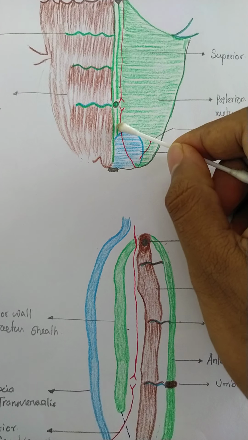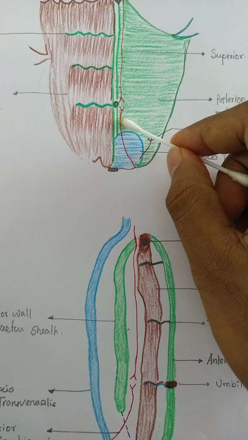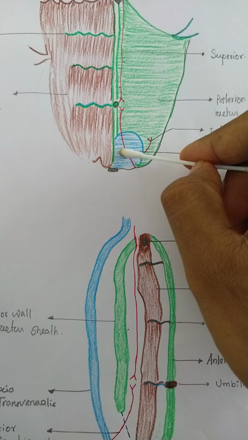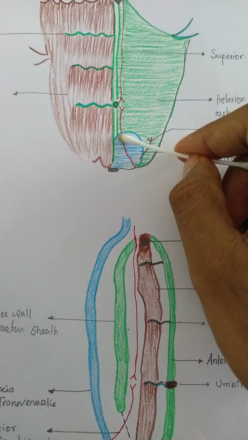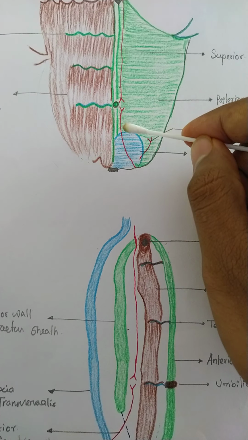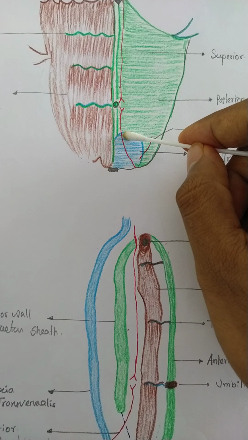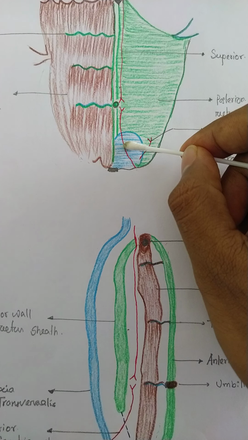Okay, now the inferior epigastric artery is the branch of which great vessel? It is sometimes asked. The inferior epigastric artery is a branch of the external iliac artery. Okay, then again there is another question: what are the other branches of the external iliac?